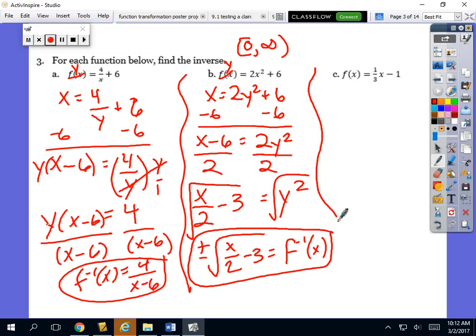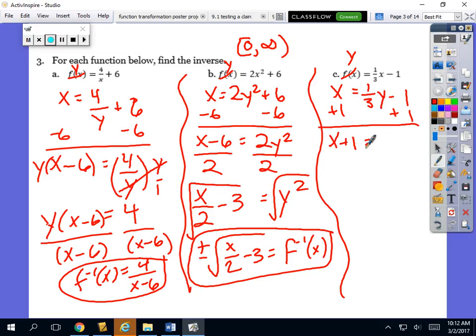And the last one is a linear, so that's already 1 to 1. This is a y, so I change it to x, or switch the x and y, and solve for y. To undo that 1/3, I multiply by the reciprocal, so I do that on both sides. So I have 3x plus 3, and this will be a 1, not a 3. The 3's cancel out, and I just have y on this side, so that's my inverse.